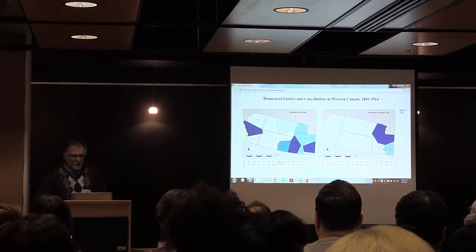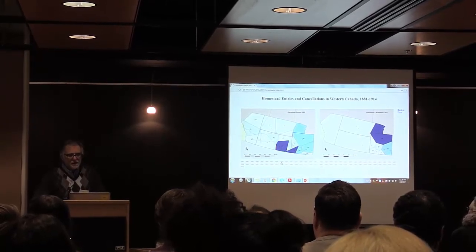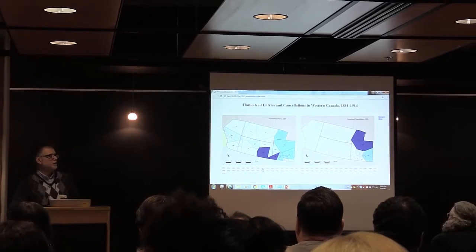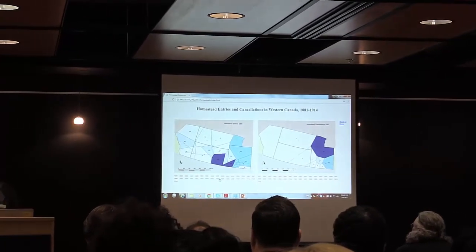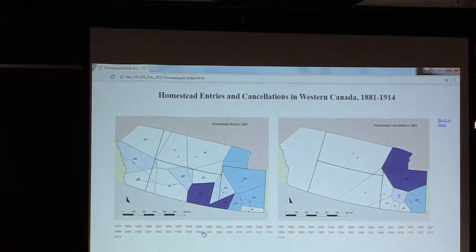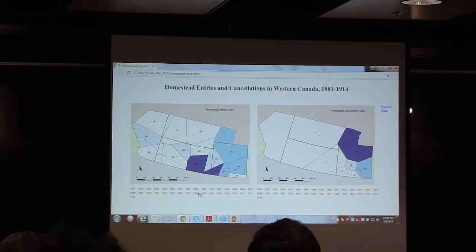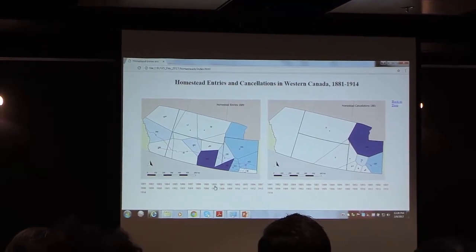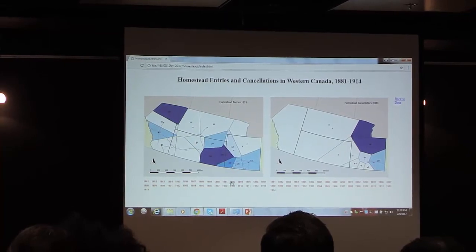So playing with year by year, we can have a sense of the movement of settlers. So where did settlers attempt to establish themselves, according to the number of homestead entries that the record shows in that year.